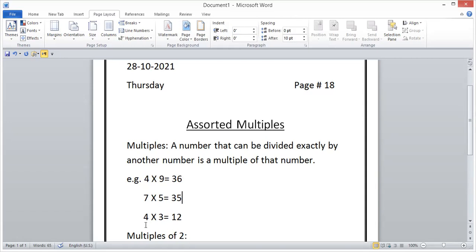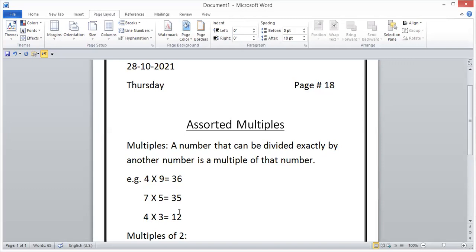Let's take one more example, guys. 4 times 3 equals 12. So 12 is a multiple of 4, and 12 is also a multiple of 3. And if I give you the example of 10, 10 is a multiple of 10, obviously. 10 is a multiple of 5 also, because 10 can be exactly divided by 5: 5 times 2 equals 10. And 10 is exactly divisible by 2 also: 2 multiplied by 5 equals 10. So 10 is a multiple of 2 as well.